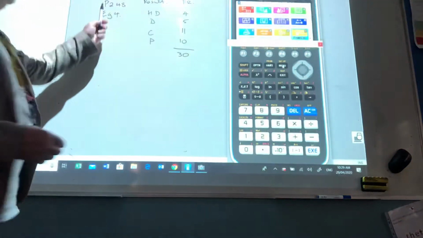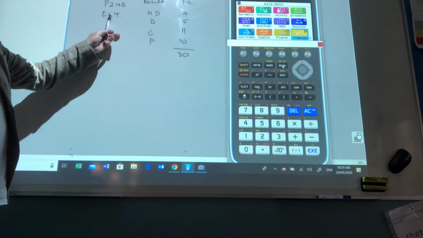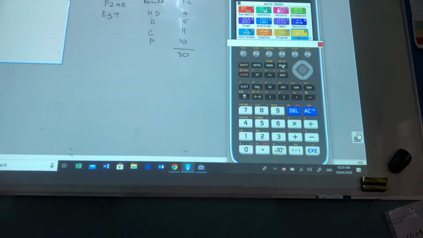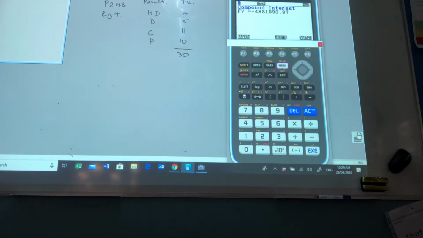Okay, this is page 248, example 4. We're going to put that information into a pie graph. So here we go. Turn on your calculator, hit menu, menu, and we're in menu 2, which is stats. So menu 2, there we are there.